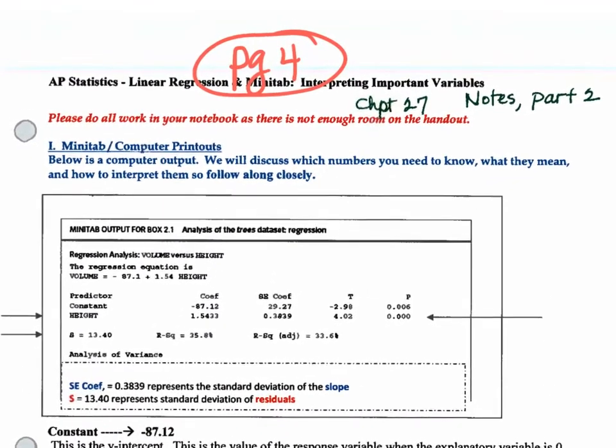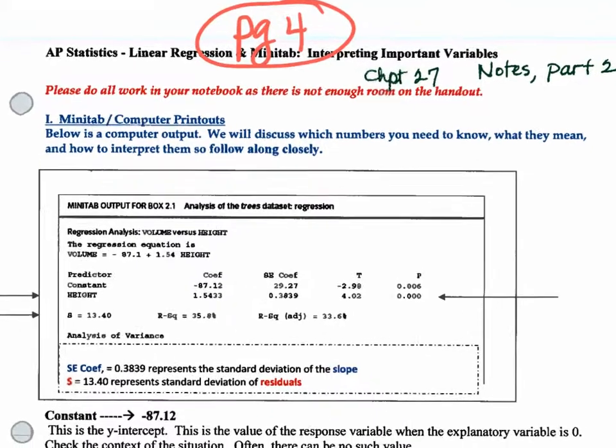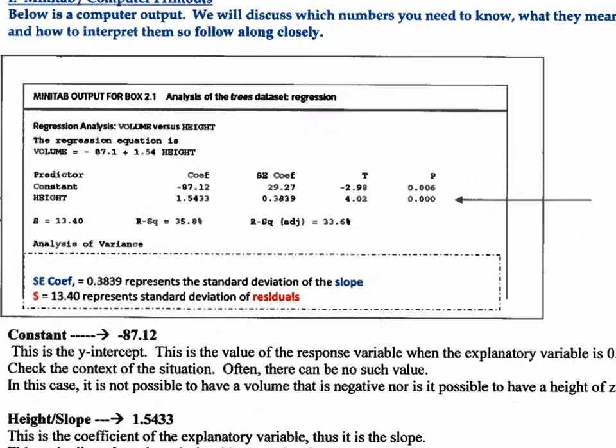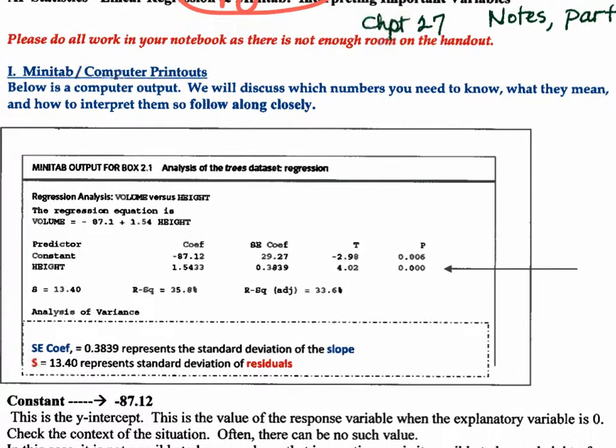On this page 4, we're going to take a look at our computer printout. Okay, so we have a computer printout. I'm going to add some information to this because we're going to do some practice on this page. So let's say that this is an analysis of trees, and we'll say that this is trees in the Aledo National Forest.